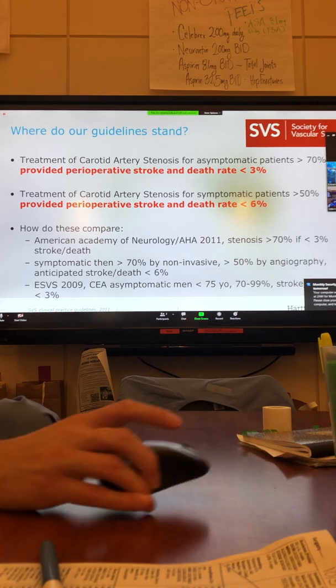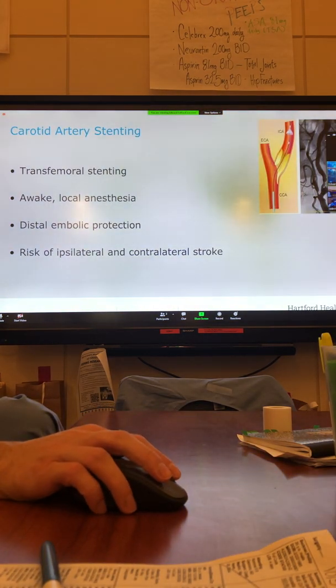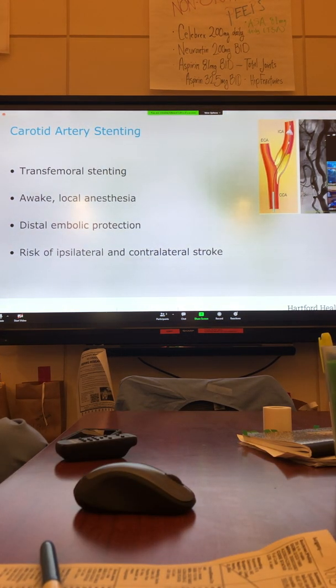Let's see. I'm not going to go over the other guidelines. So we'll talk about stenting. So basically, why do we stent people? What are the benefits of stenting?